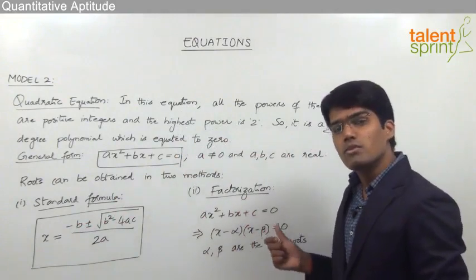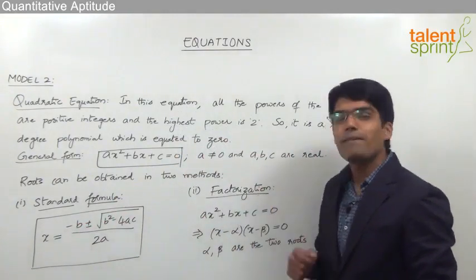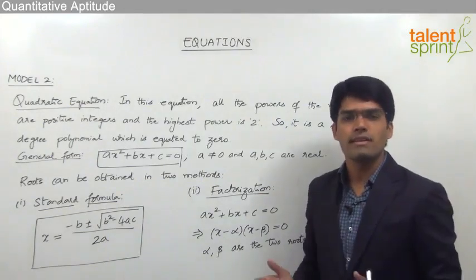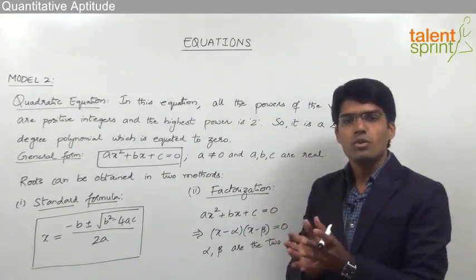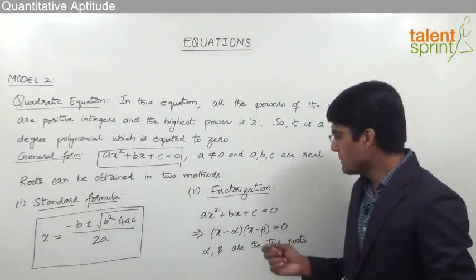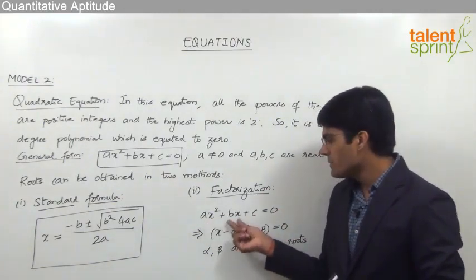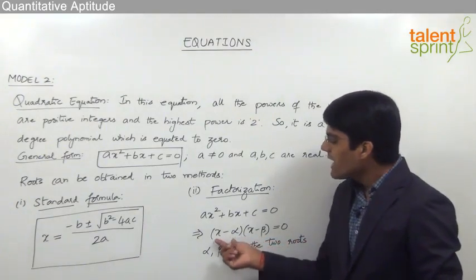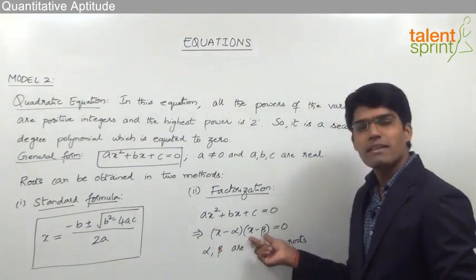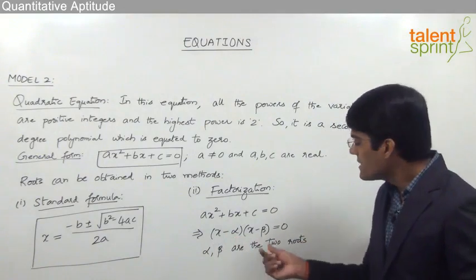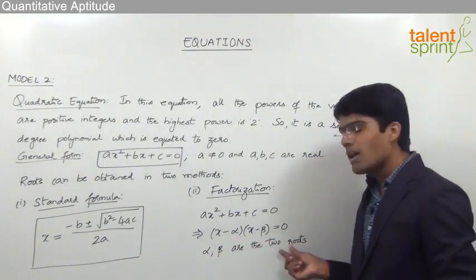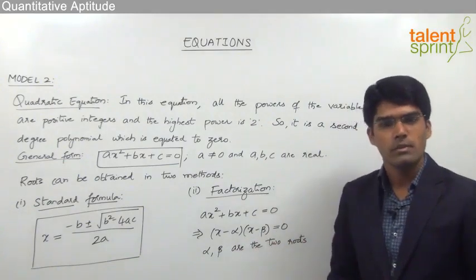The other method to solve a quadratic equation is factorization. In this method, we factorize the given quadratic equation in terms of two simple linear equations. For example, the equation ax squared plus bx plus c equals to 0 can always be converted in terms of x minus alpha into x minus beta equals to 0. And once we obtain this form of the equation, we can say that alpha and beta are the two roots for the given quadratic equation.